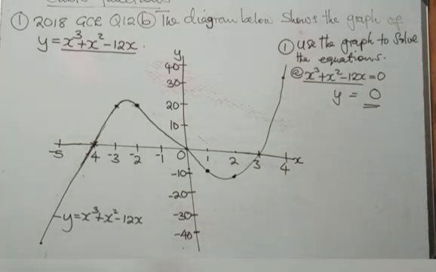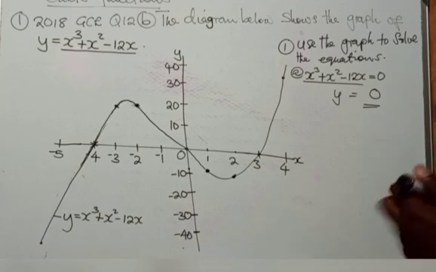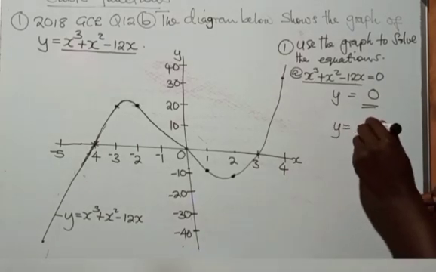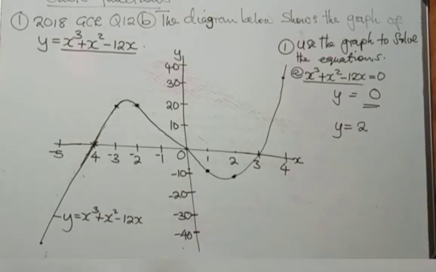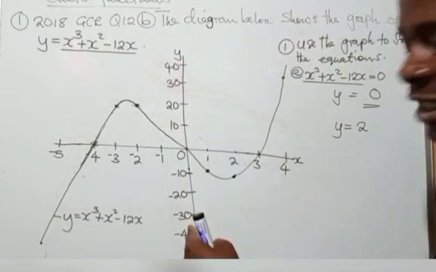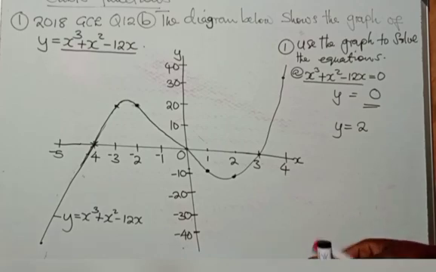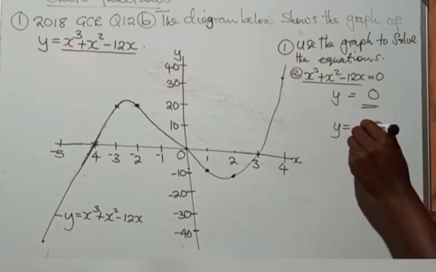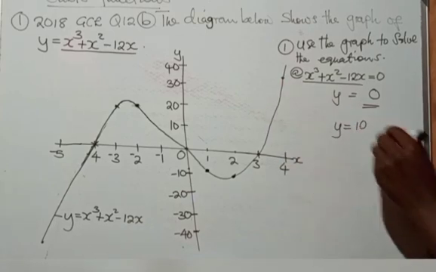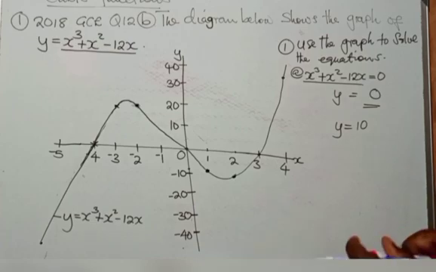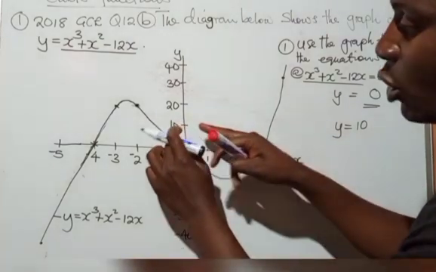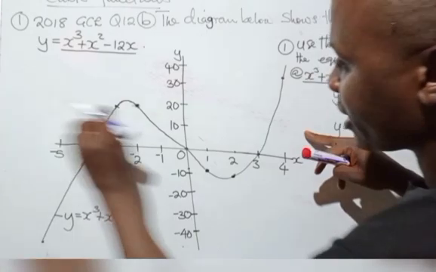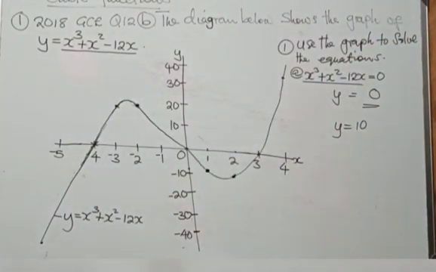Now, remember, if the line was, let me say, y is equal to 2, I would have gone on the y-axis and plotted my y is equal to 2. Maybe let me not use 2. Let me use the numbers which are there. Let me say y is equal to 10. So I would have gone to y is equal to 10, then I draw a line like that.